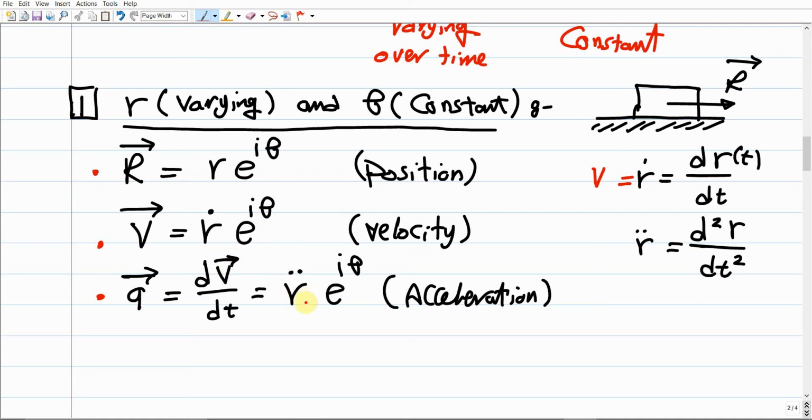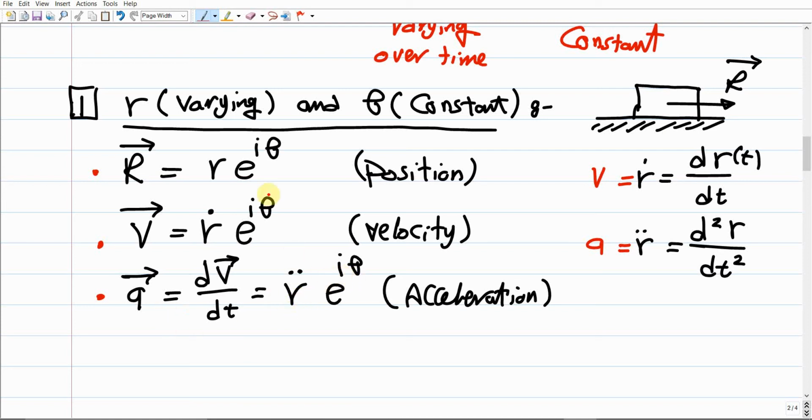How about the acceleration? The r double dot is the linear acceleration, which describes the rate of change of the velocity of this slider when it slides over this surface. This r double dot is the magnitude of the acceleration vector, and theta is the direction.